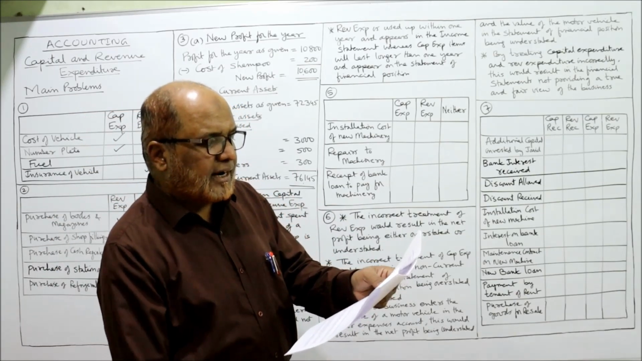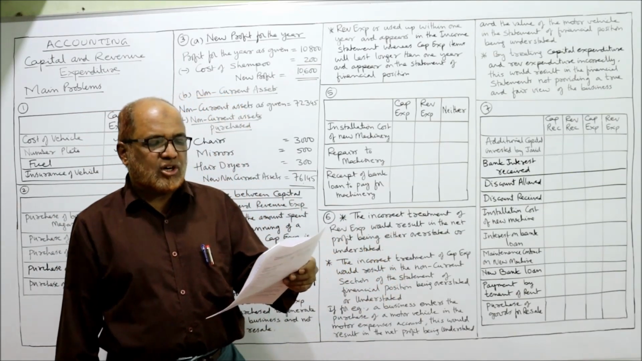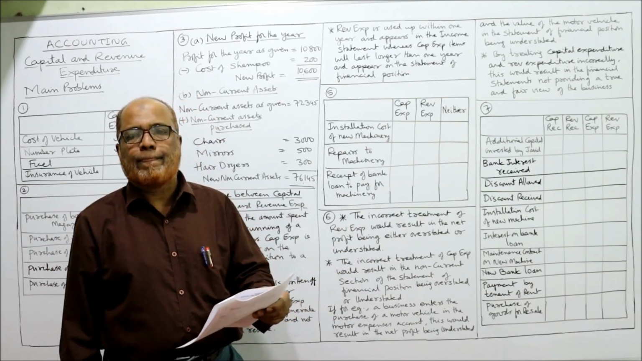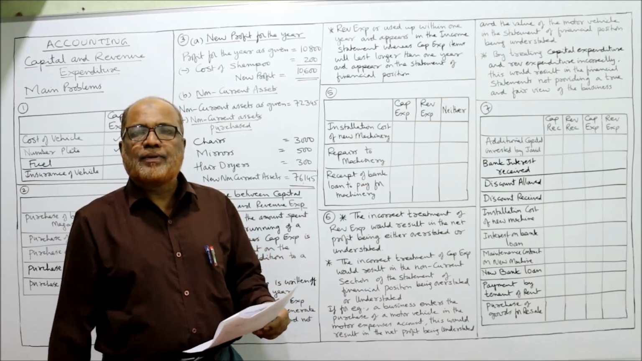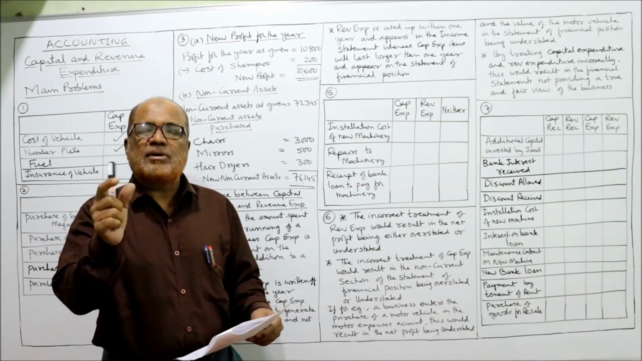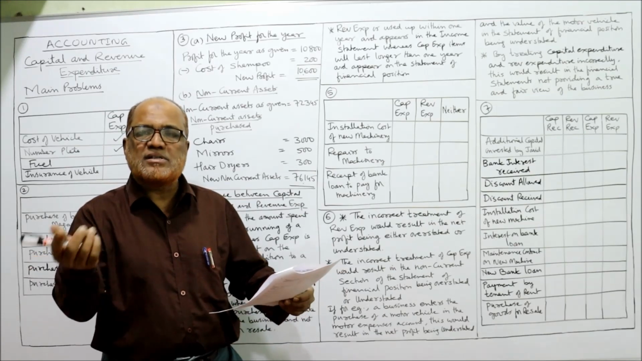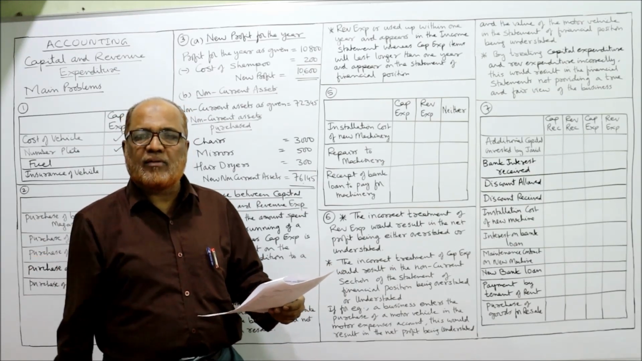Next, fifth problem. Complete the following table indicating with a tick whether the transaction represents capital expenditure, revenue expenditure or neither. So 3 items are given. We have to decide whether each item is a capital expenditure or revenue expenditure or neither, that means neither capital expenditure nor revenue expenditure.